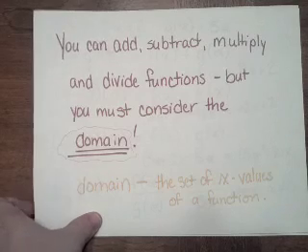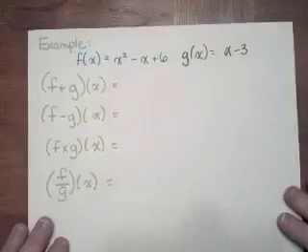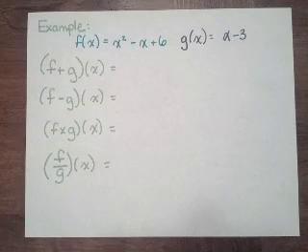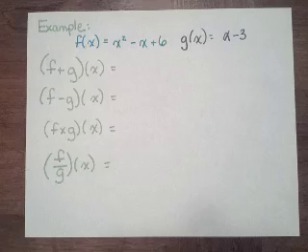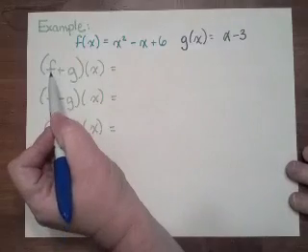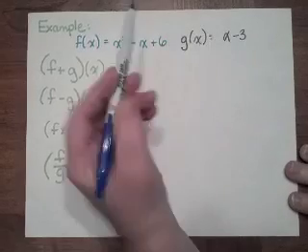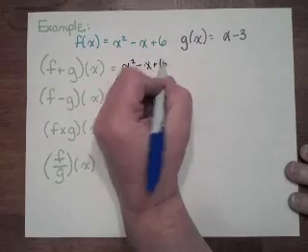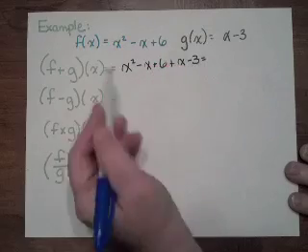Okay, so let's look at some additional examples here. I have two functions. I have f of x is x squared minus x plus 6, and I have g of x, which is just x minus 3. Let's try to do these operations with these functions. I have f plus g of x, which means I just take this and add this. So I'm going to have x squared minus x plus 6 plus x minus 3. And of course I can simplify that.